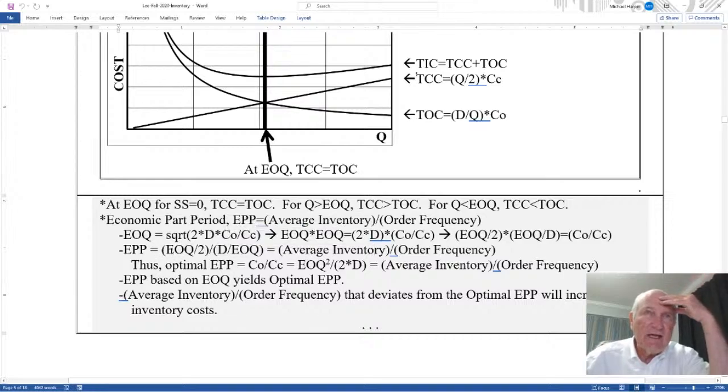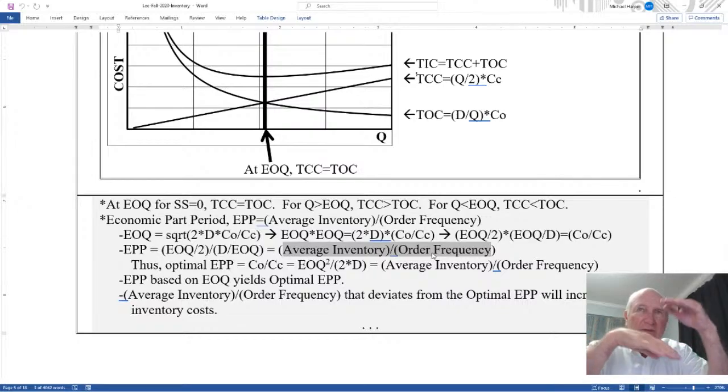And so the economic part period is the average inventory per order frequency. And so you see what they're saying, the economic parts you carry per period. And that's how much inventory you need per period to minimize cost. Well, turnover rate wants that average inventory to be small. But if it's small, the EPP becomes small. Okay, but if that becomes small, the order frequency becomes large. And so the EPP gets really small. When the EPP gets small, what happens to the costs? Well, EPP is a measure of cost. Turnover rate is a measure of efficiency.